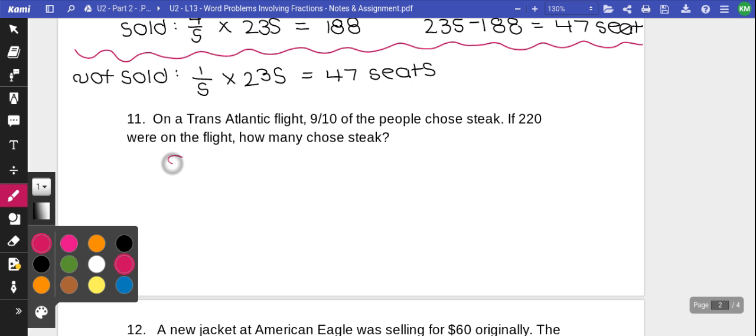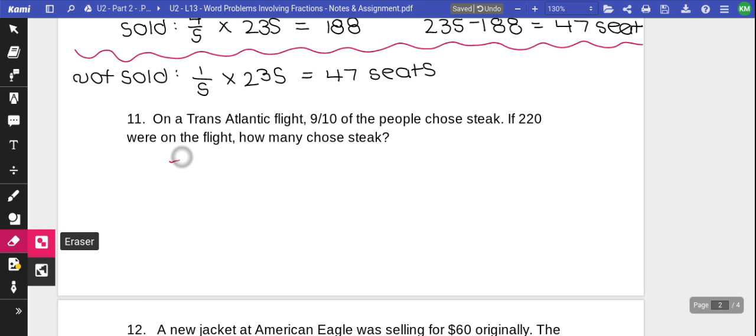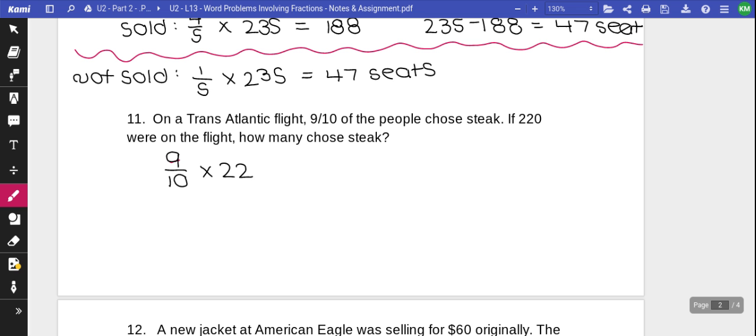So if I have 9/10 of 220, what operation does the word "of" mean? Multiply. So 9/10 times 220, or of 220, told me how many of those people, or how many steaks do we need to have on the airplane, Jax? 198. Thank you. So 198 people chose steak.